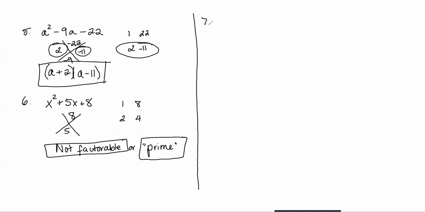Let's try another one. So this next one is a little trickier. This one we're given b squared minus 3ab minus 4a squared. All right, so anytime you have anything like this where it looks a little bit more complicated, there's more stuff going on, always check for GCFs first.